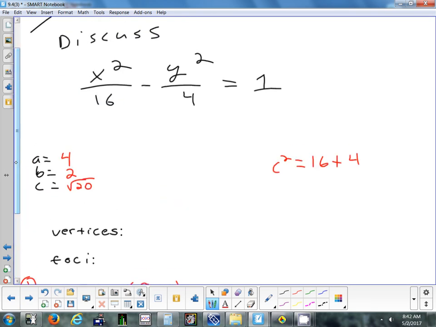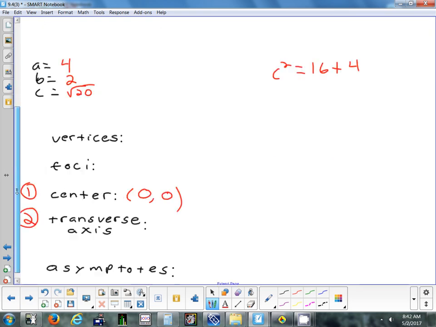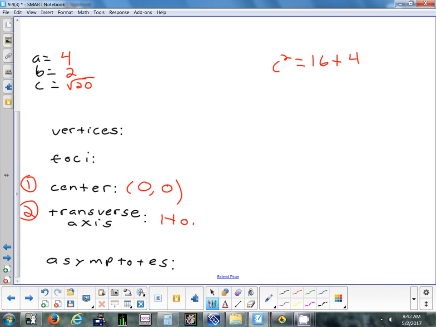And which way does the transverse axis go? Horizontal? How do you know that? It's the one that's positive. So if you were here yesterday, you might say, oh, it's where the bigger number is. We forget about that idea from yesterday. That was only for an ellipse. Okay? It's the one that's positive. So the transverse axis is horizontal. What that tells me is that everything is going to be to the left and to the right of the center. It's going to line up horizontally. If the transverse axis is vertical, I would be figuring out things above and below. But I'm left and right.